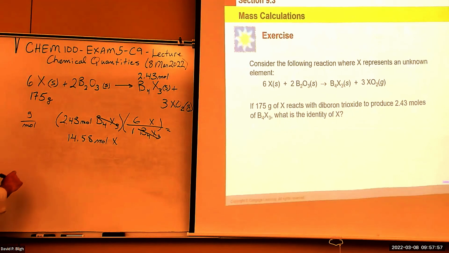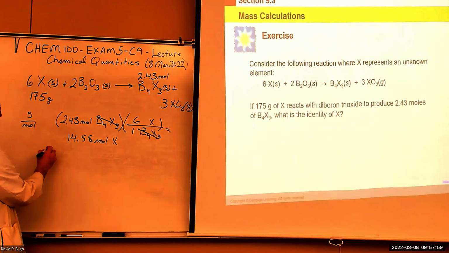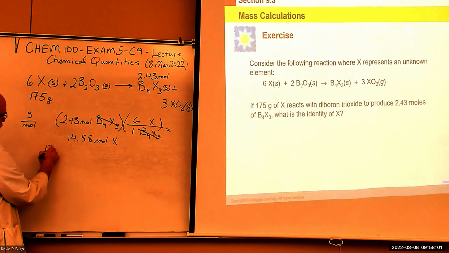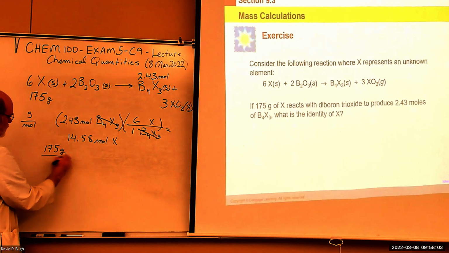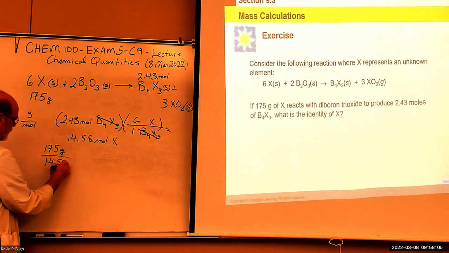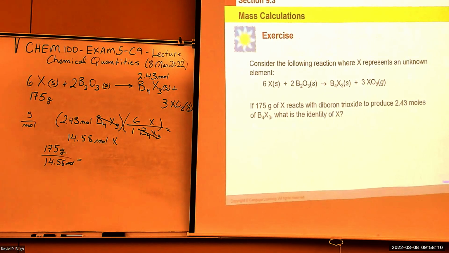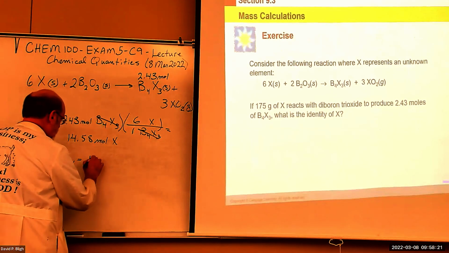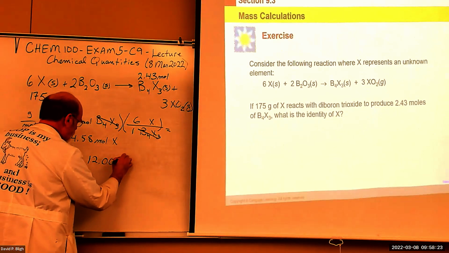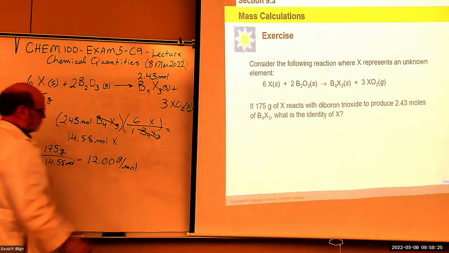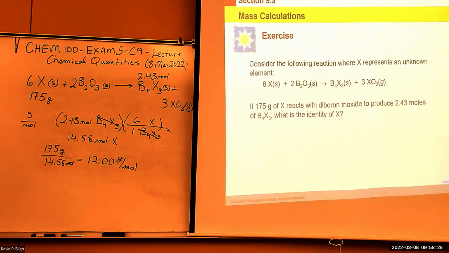Now we got both values that we need. So the molar mass of this compound is 175 grams divided by 14.58 moles. So I need 175 divided by that number. And I get 12.00 grams per mole. So now we go to the periodic table.